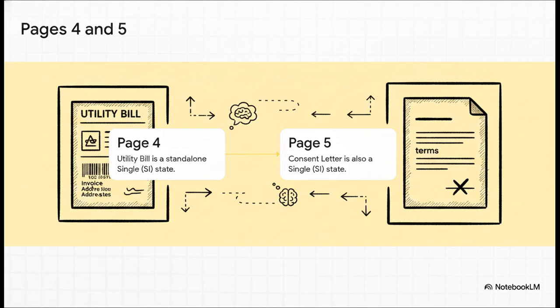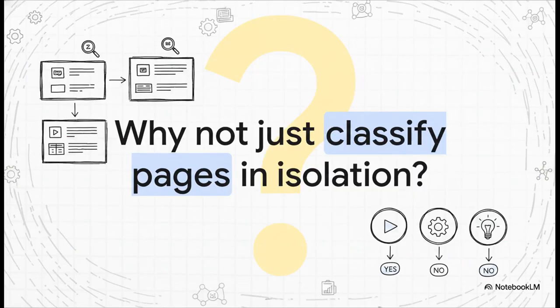Finally, we have page 5. This one is a consent letter declaring terms with a signature right at the bottom. Again, this is a completely distinct standalone document, so it is also confidently labeled as a single state. Now, what's really interesting about the slide is the core problem it hints at. A pretty important question comes up here.